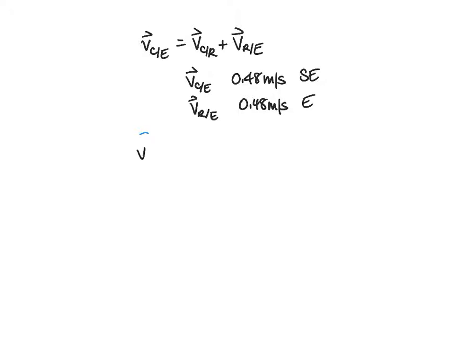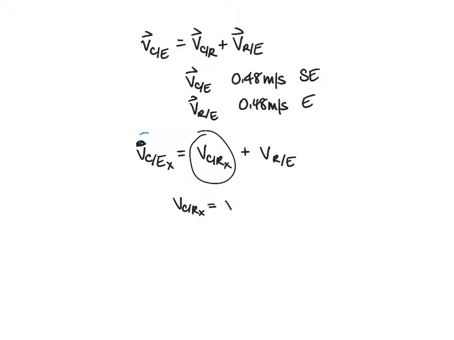Now what I'm going to do is look at this expression in component form. So I'll do the x components first. The idea is I'm going to solve for the x and y components of my unknown, and then I'll be able to find the magnitude using the Pythagorean theorem. So the x component of the velocity of the river with respect to the Earth is 0.48, because the river was going east.